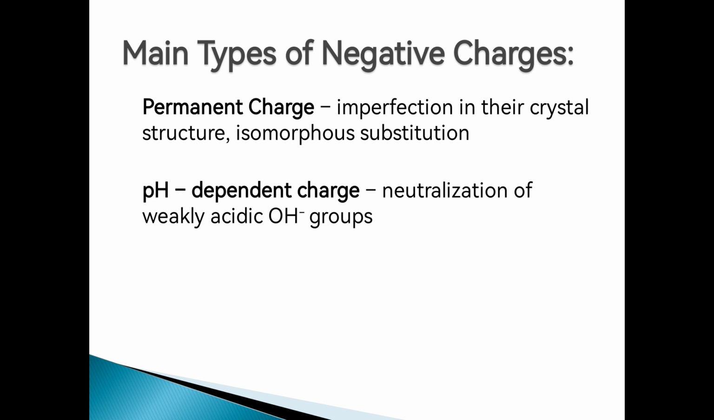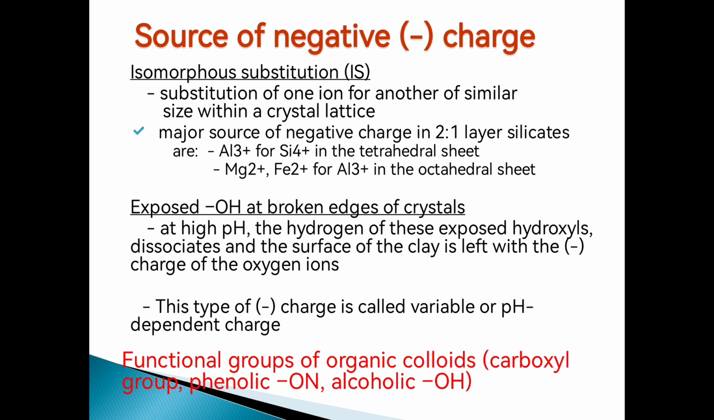What are the main types of negative charges? We have permanent charge and pH-dependent charge. Permanent charge happens due to imperfection in their crystal structure and isomorphous substitution. pH-dependent charge is due to the neutralization of weakly acidic hydroxyl groups. And these are the sources of negative charge. First is isomorphous substitution. And the second is the exposed hydroxyl at broken edges of crystals.